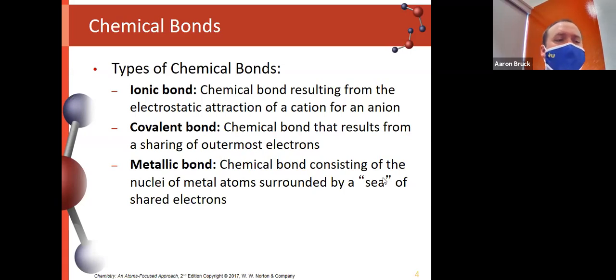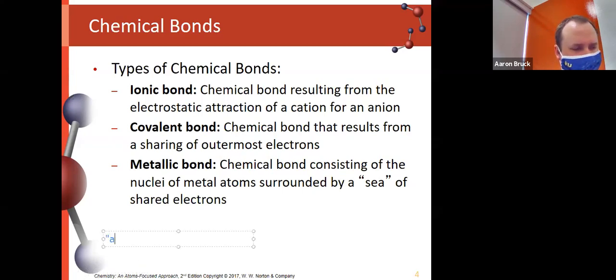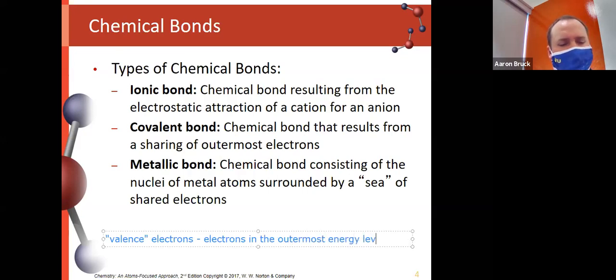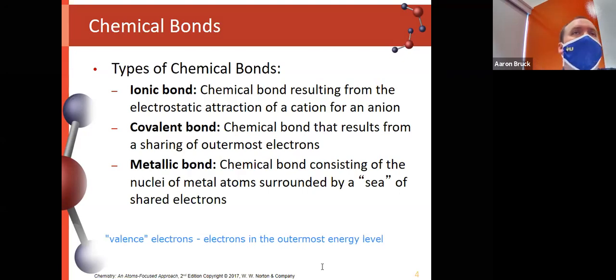And in particular, in both of these cases, and really, for that matter, all of these cases, the electrons that we are talking about are what we would call valence electrons. That is, electrons in the outermost energy level. These valence electrons are responsible for all of the bonding that takes place within an atom.